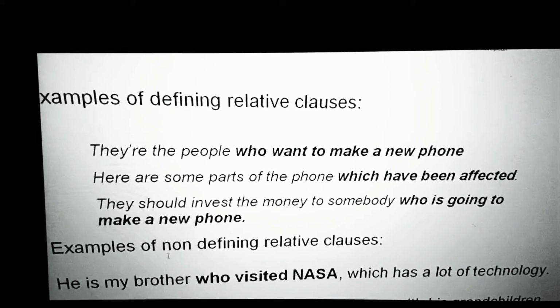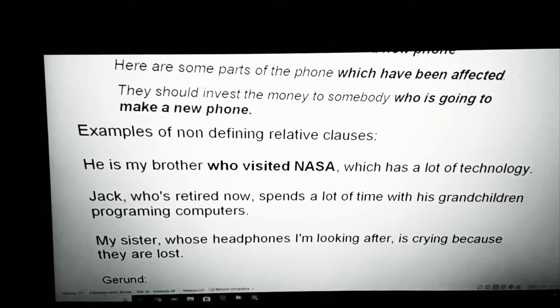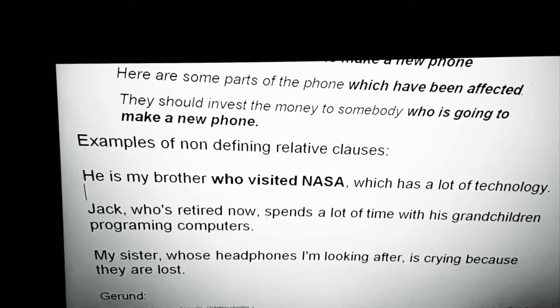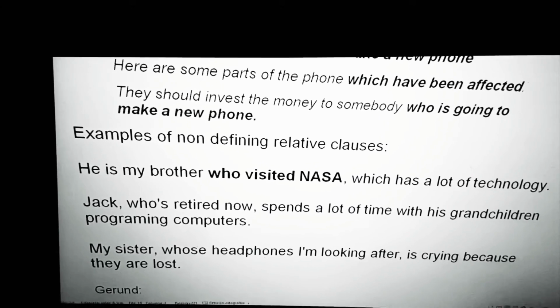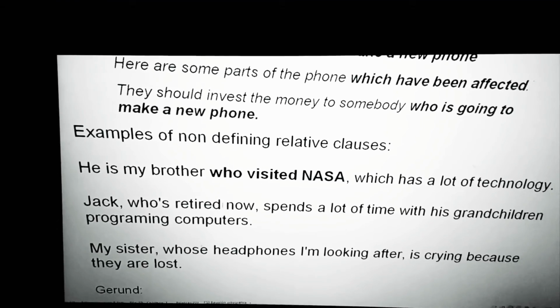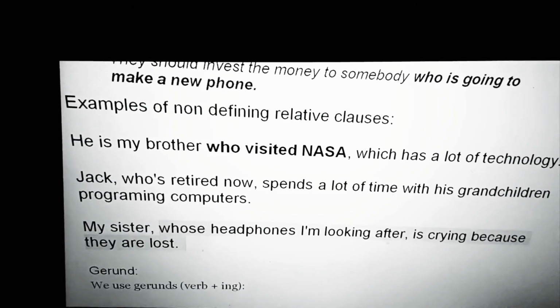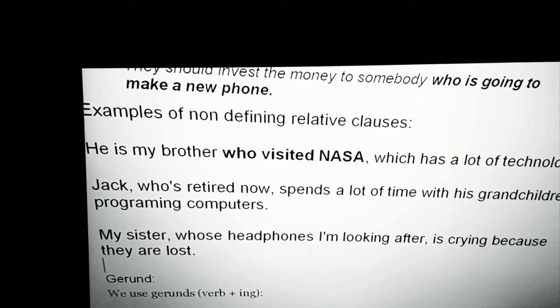Now examples of non-defining relative clauses. He is my brother who visited NASA, as you can see, comma, which has a lot of technology. Jack, comma, who's retired now, spends a lot of time with his grandchildren programming computers. My sister, whose headphones I'm looking after, is crying because they're lost. As you can see, it has the same structure and all.